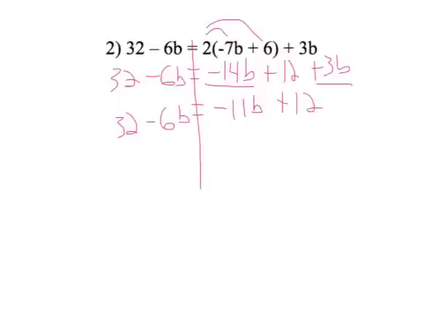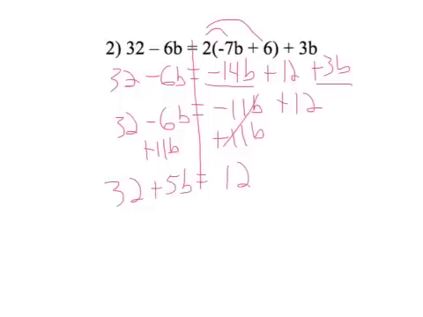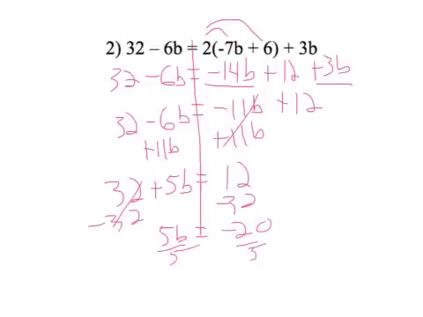Right, now we have variables on both sides, so you want to move your smallest variable. So you want to add 11b to both sides. Cancels out. Negative 6 plus 11 is 5b. And then bring down the 12. Right, 32 is on the same side as b, so subtract 32 from both sides. 5b would equal negative 20. Divide by 5. 5's cancel. b would equal negative 4.